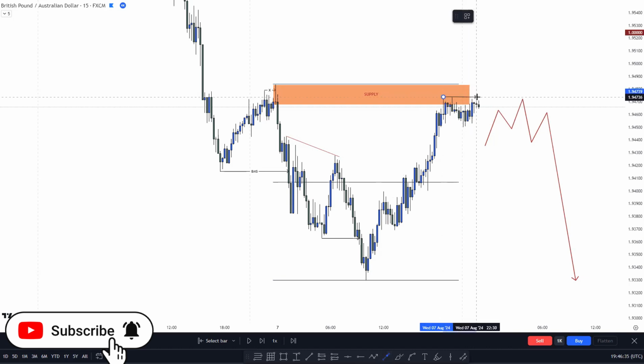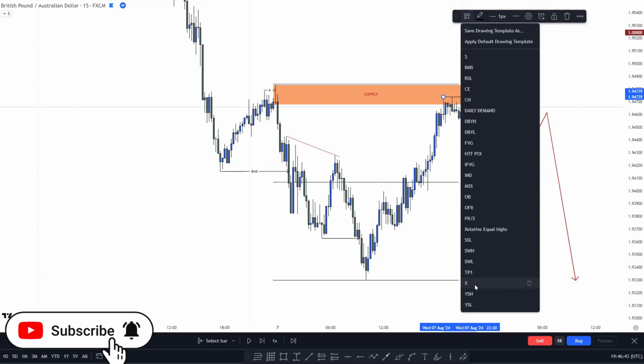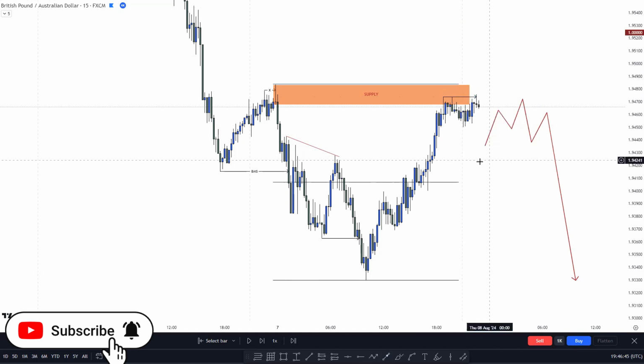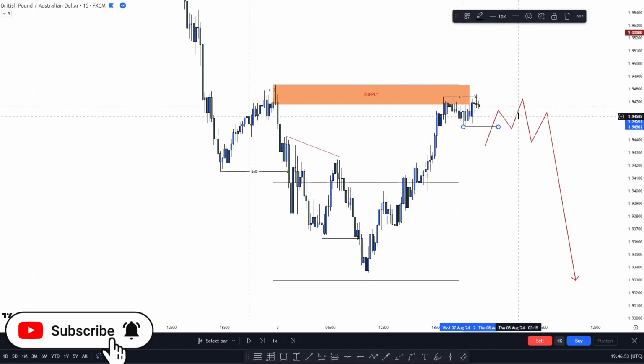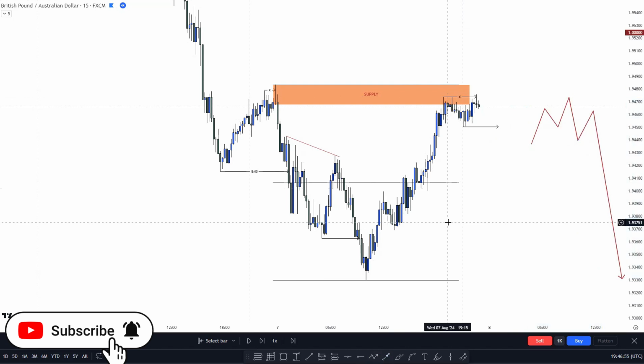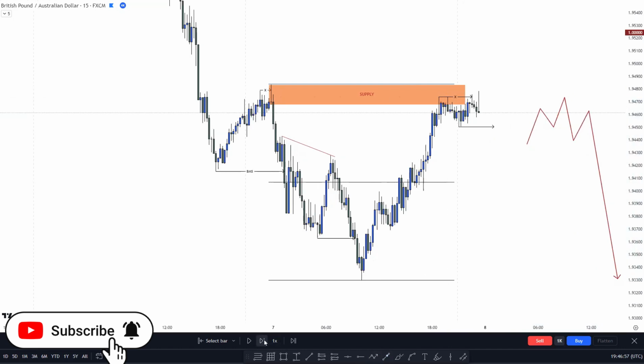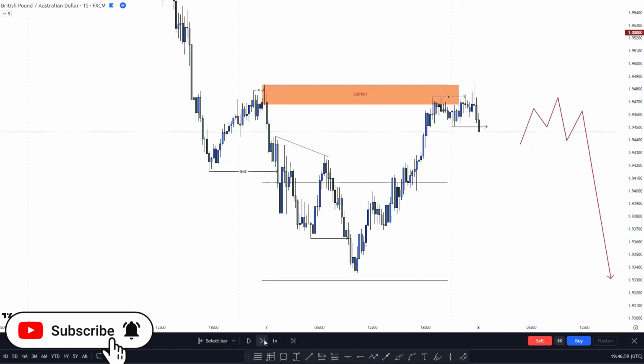So price has actually swept liquidity above these highs, above the side. So what are we waiting for? We are waiting for a change in market structure, right around here. Then we can pick our entry based on any candlestick confirmation.